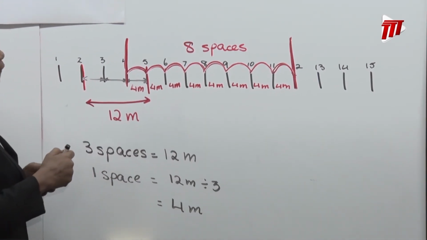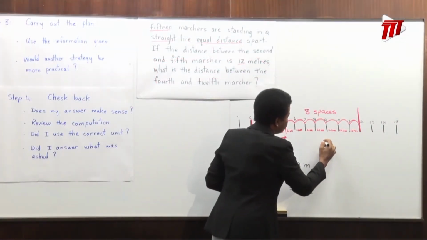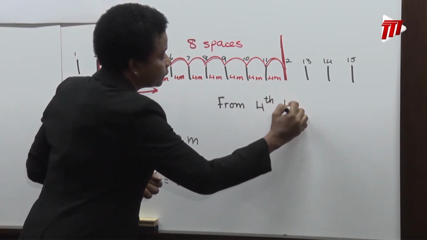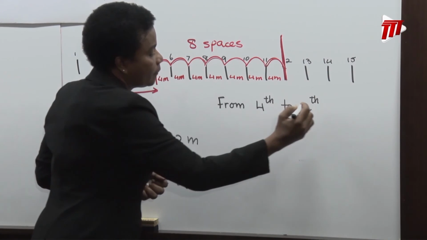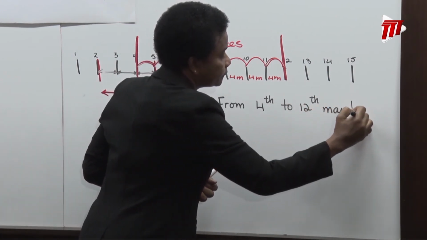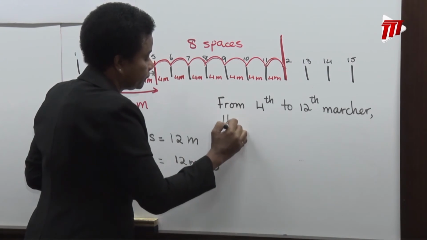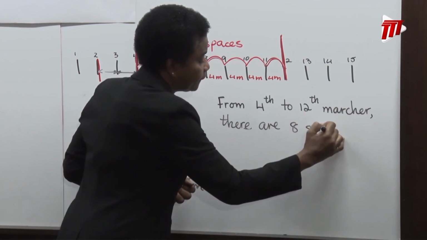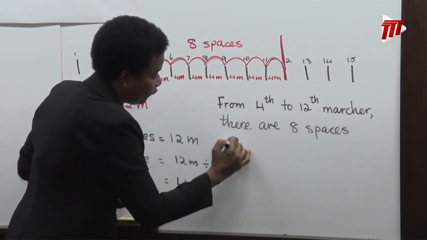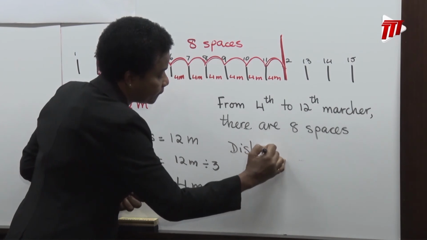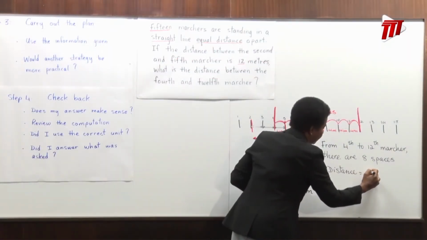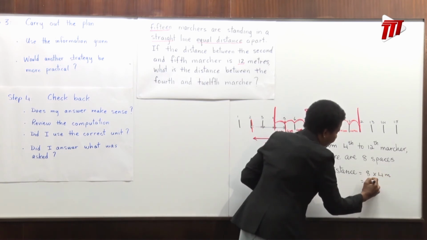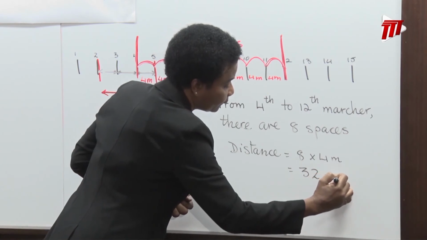So from the 4th to the 12th marcher, there are 8 spaces. Therefore, the distance would be 8 spaces times 4 meters, which is 32 meters.